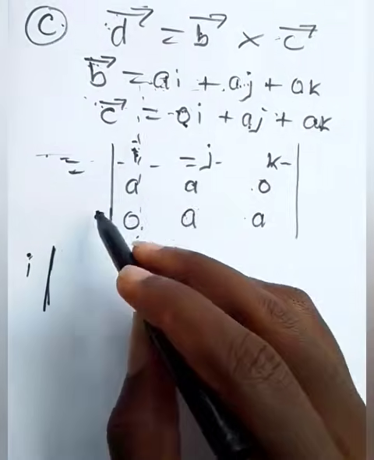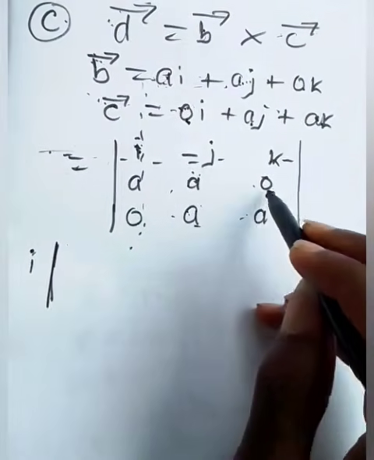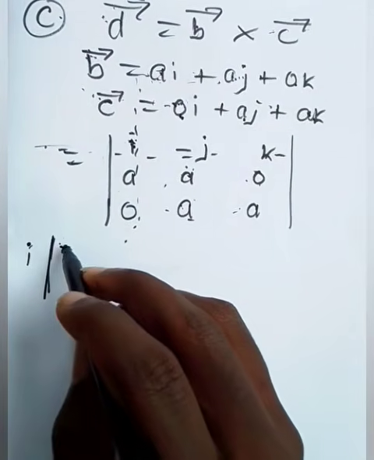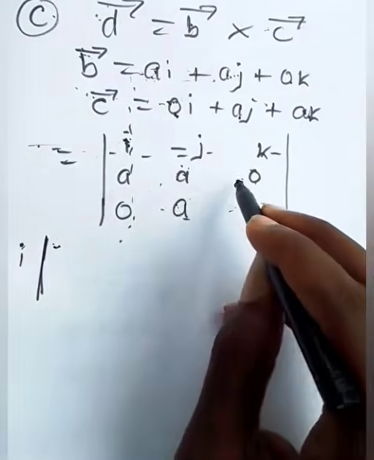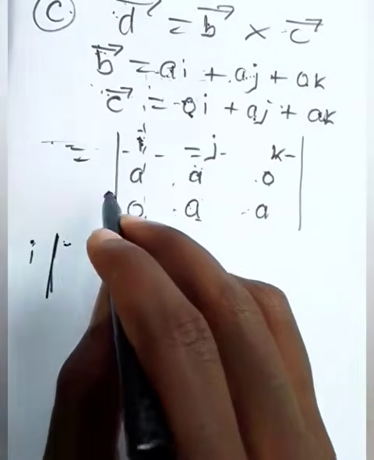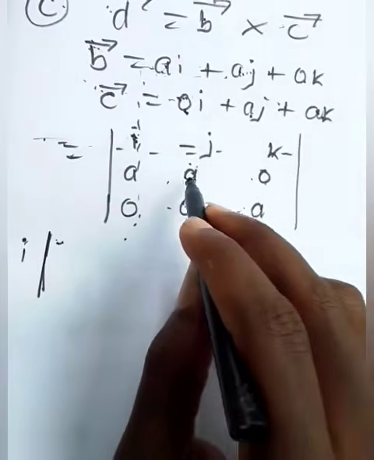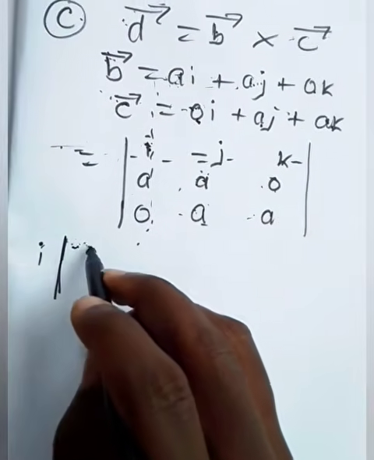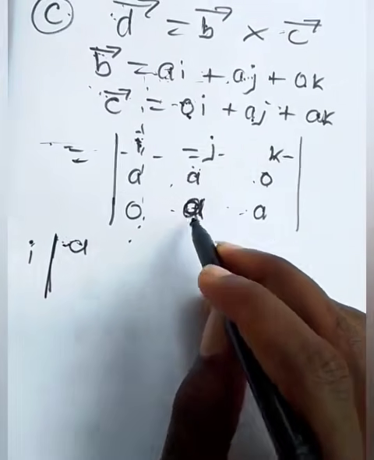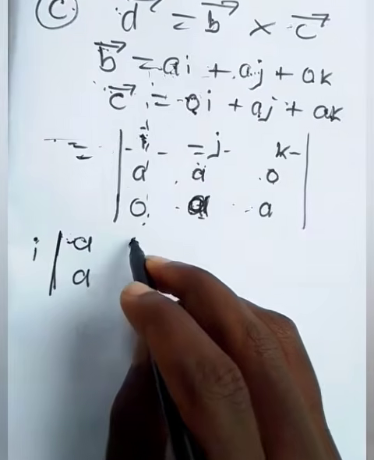So these values here will be in our matrix, which we are going to use to find the coefficient of i. So here I'll put what has remained after crossing the i, like a cross, like a plus. Here I have a, 0, and a.